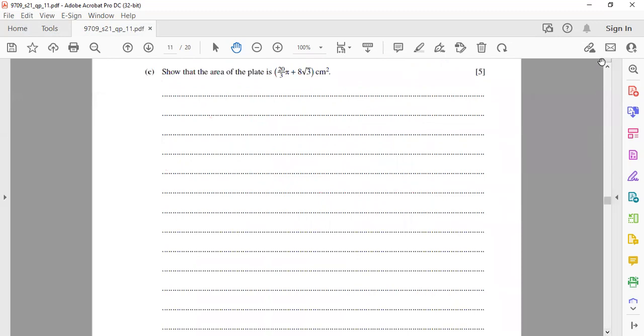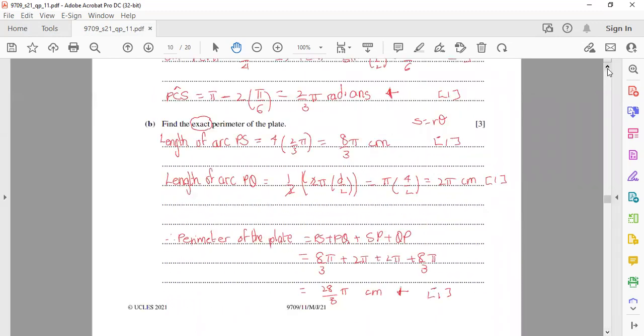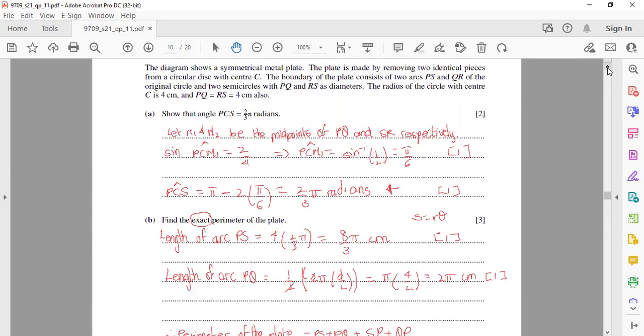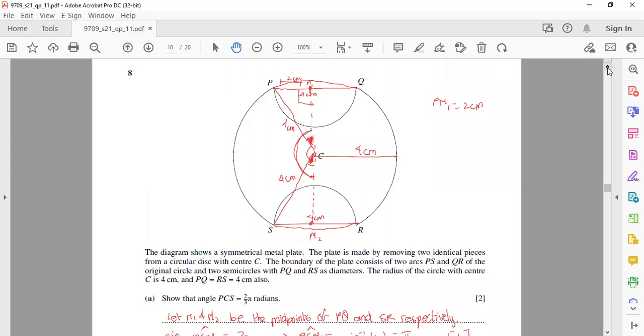Let's move on to the next part, which is to show that the area of the plate is this. Okay, again, it's in exact form. Okay, so let's analyze the drawing. Okay, so we need to find the area of this shape over here.